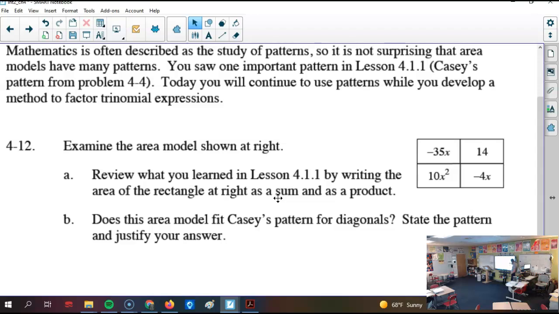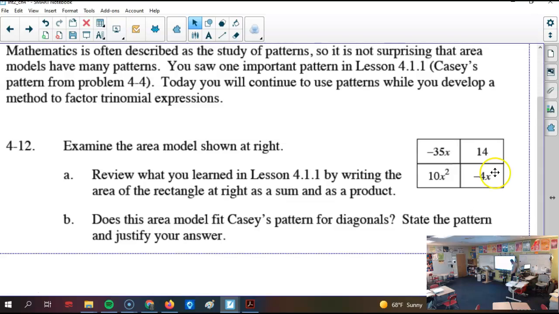So this one, does it fit here? Like, what's 35 times 4? 140. And of course, x times x is x squared. X squared times no x's is still x squared. Okay.